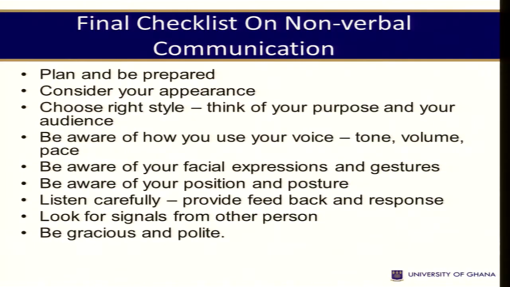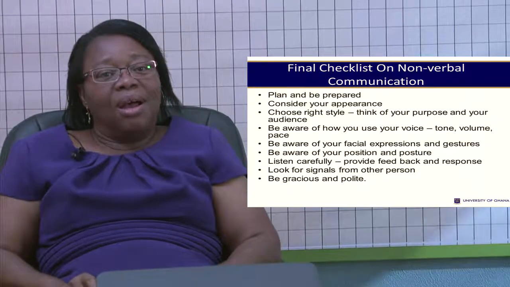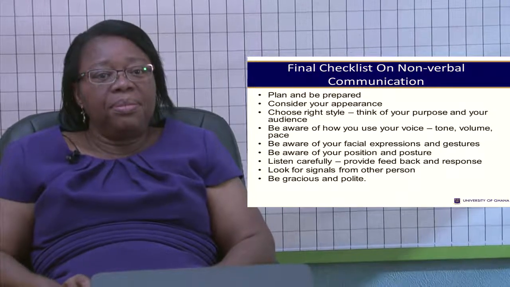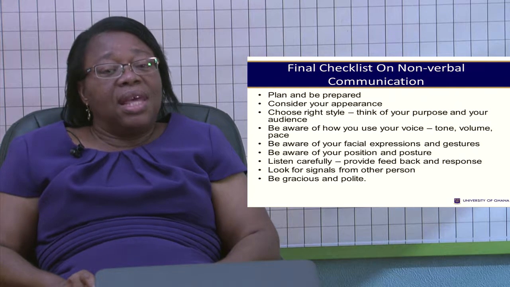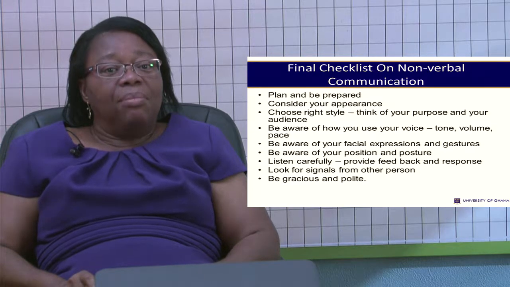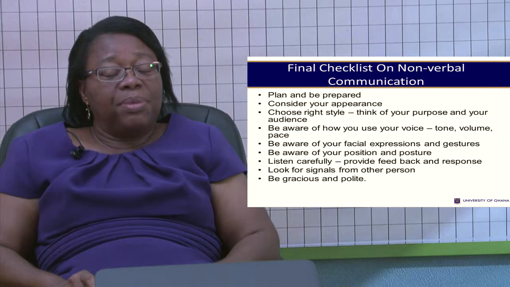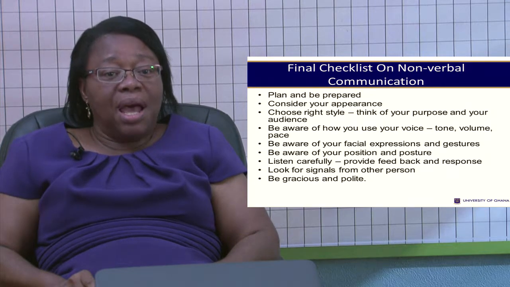So let's look at a final checklist on non-verbal communication. Plan and be prepared, because almost invariably you would use some of these techniques when you're talking to people. Consider your appearance. Choose the right style. Think of your purpose and your audience. Be aware of how you use your voice tone, especially your paralanguage. Be aware of your facial expressions and gestures. If you are used to frowning all the time, please clear the frown off your face. Otherwise, people will say you are always angry.